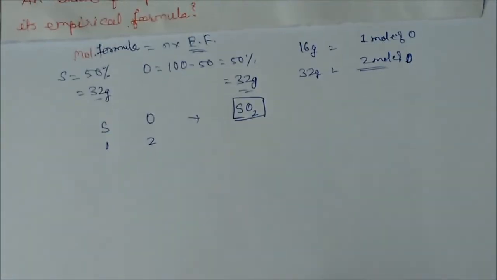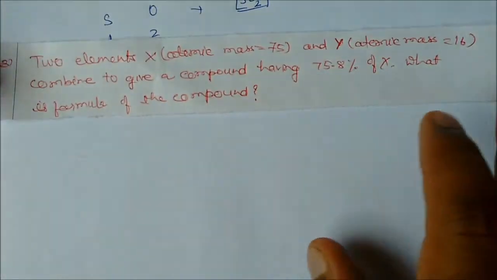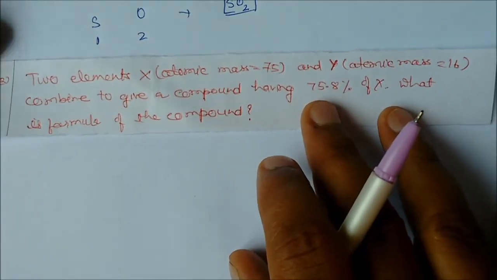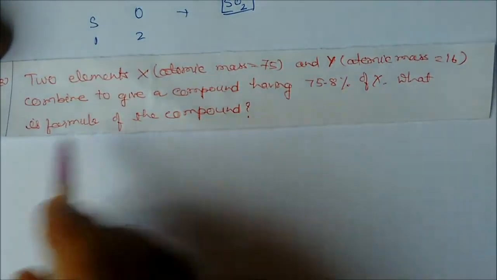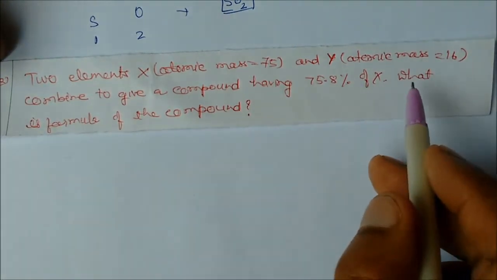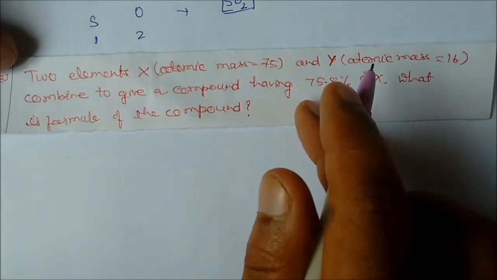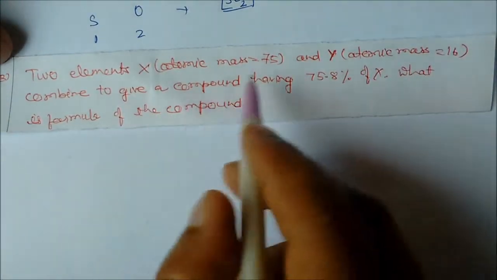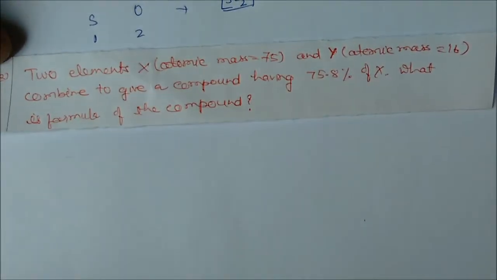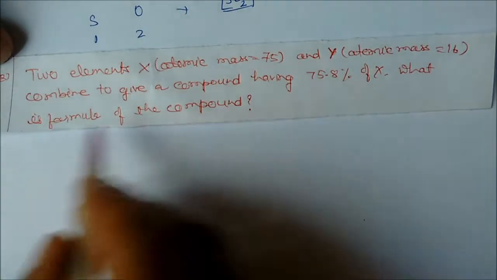The next question: two elements X and Y, with atomic mass 75 and atomic mass 16, combine to give a compound having 75.8% X. What is the formula of the compound? Here again we have to find the gram atoms of X and Y: how many moles of X are present, how many moles of Y are present.